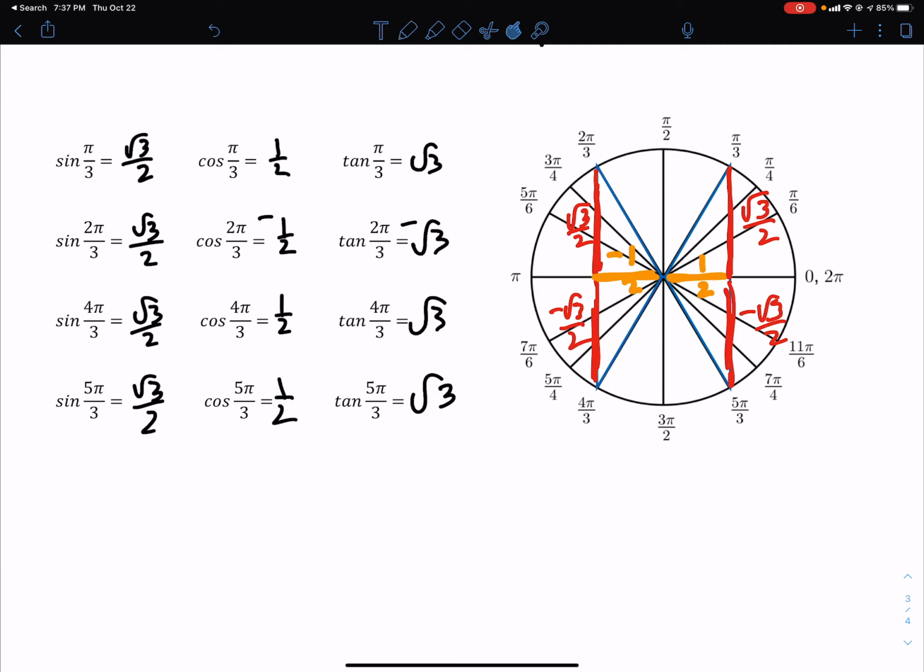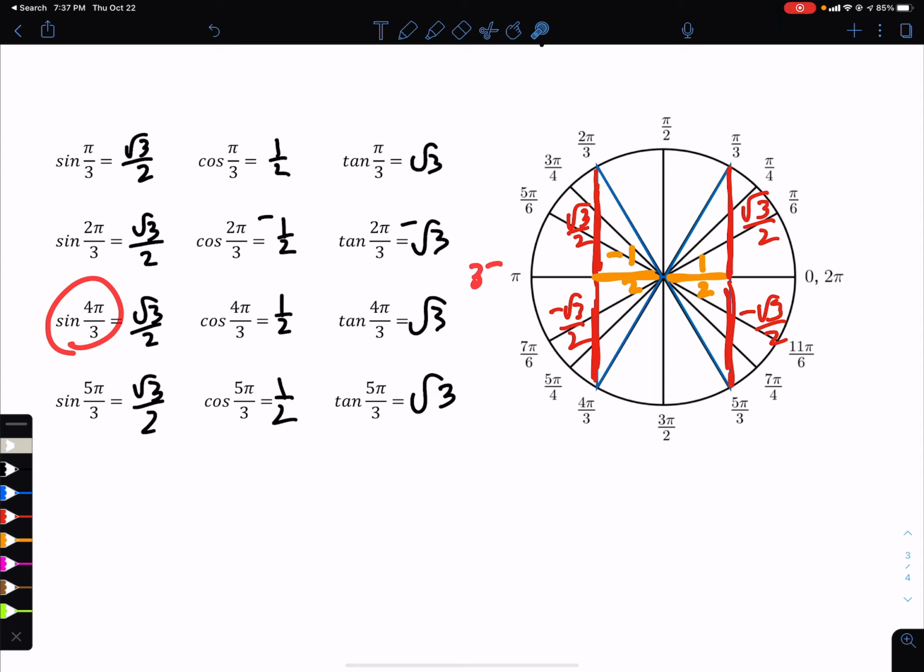Oh, what do I have? Oh, 4 pi over 3. I know 3 pi over 3 is here, so 4 pi over 3 must be in the third quadrant. I just advanced one 60-degree angle. Well, I know x is negative and y is negative. That means cosine and sine are both negative, but since tangent's a combination, two negatives make a positive, done.